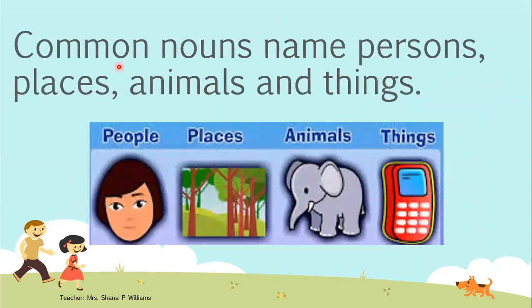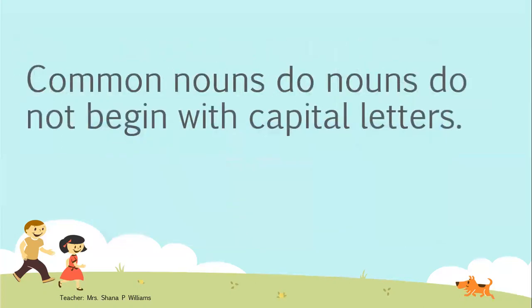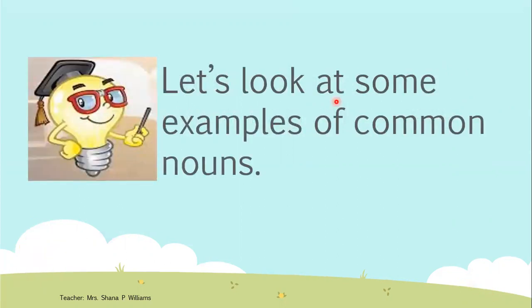All right. What are common nouns? Common nouns name persons, places, animals, and things. So remember, a noun is a naming word. A naming word tells the name of persons, places, animals, and things. Common nouns do not begin with capital letters. Let's look at some examples of common nouns.